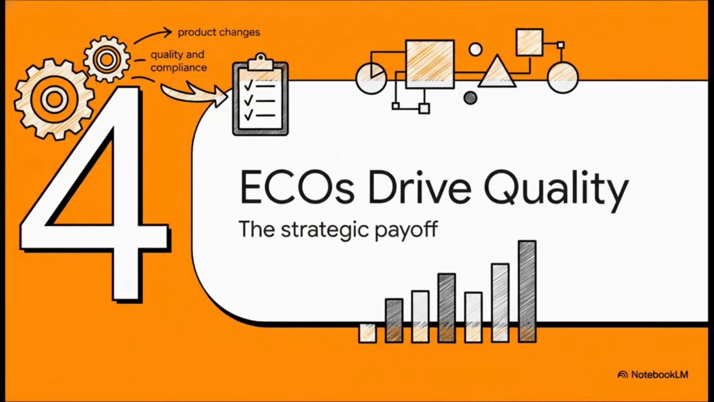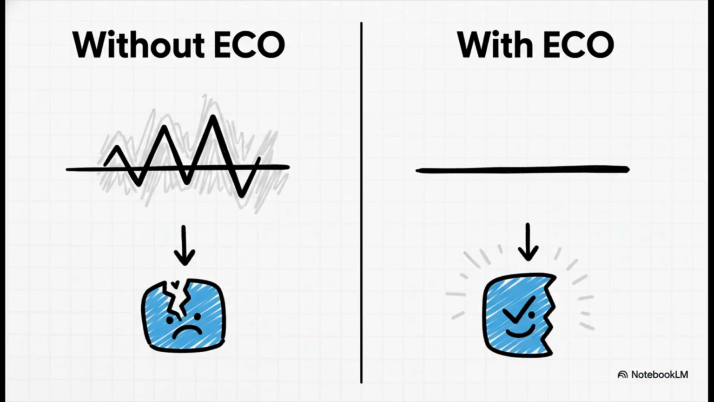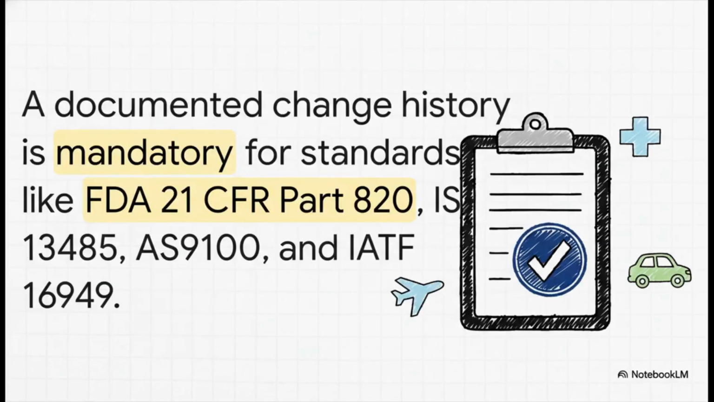Because a disciplined ecosystem isn't just about preventing errors, it's a fundamental driver of your company's quality and compliance. From a Six Sigma perspective, uncontrolled changes are a primary source of what we call special cause variation. They introduce unpredictability and problems into your process. By enforcing a disciplined ECO process, you reduce that variation, and that directly leads to higher product quality and fewer defects escaping your factory. And for many of you, this isn't just a best practice, it's the law.